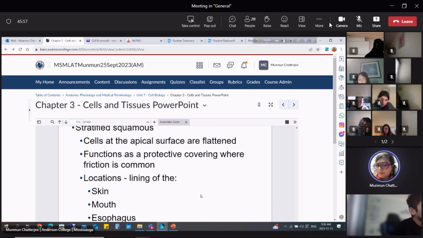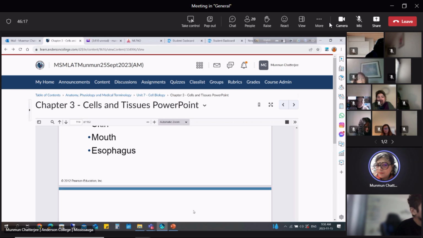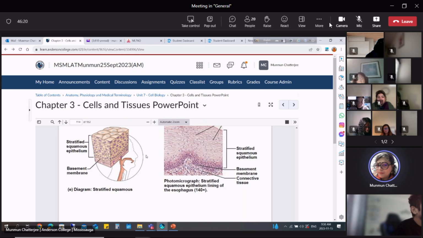In the skin, which type of cells can you see? Stratified squamous, simple cuboidal, simple squamous cells. So you have to know, in the skin there is friction. We have the stratified squamous cells. So obviously it's going to be multilayer. And this is the esophagus lining.